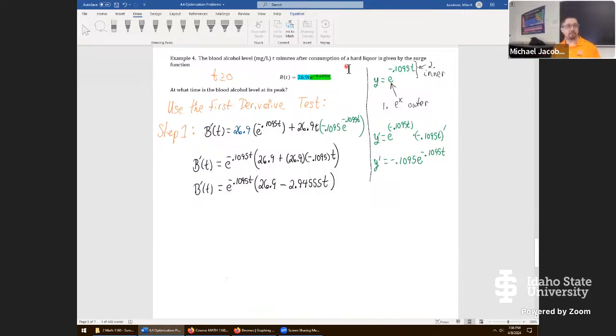Reminding ourselves of the context, here's what we left on Wednesday's class right before going to the weekend. It says the blood alcohol level, or BAC, for blood alcohol content. I think that is a real acronym. In milligrams of alcohol per liter of your blood, 10 minutes after consumption of hard liquor is given by this function right here. I'm not too certain about if the units are exactly perfect, but definitely a good problem to practice. We said here use the first derivative test because differentiating this thing twice looks like it'd be tough.